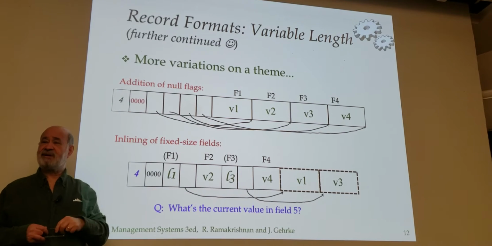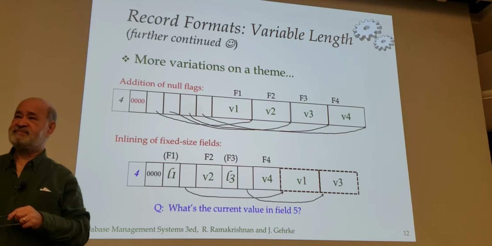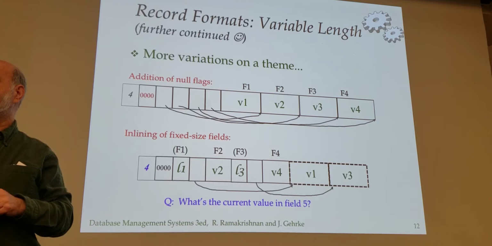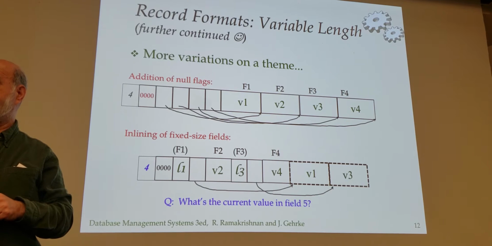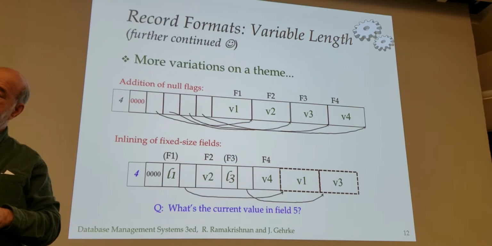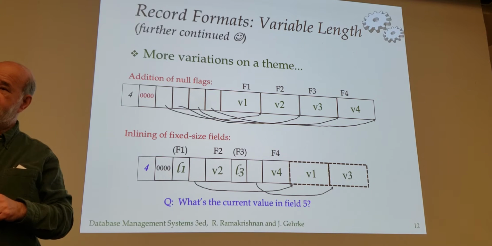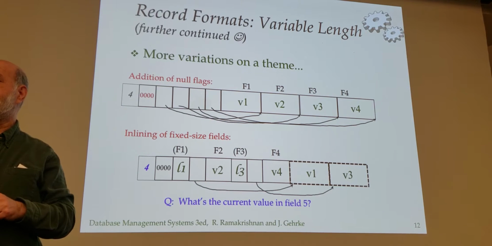Question? In this case, field 1 and field 3 both store the length as well as the offset. The total size of those should be equal to the size of F2 and F4, correct? No. Because otherwise, how would we be able to calculate where F2 is?